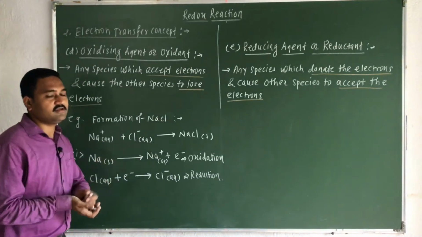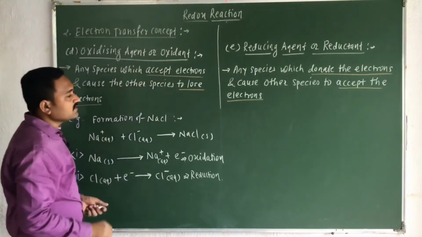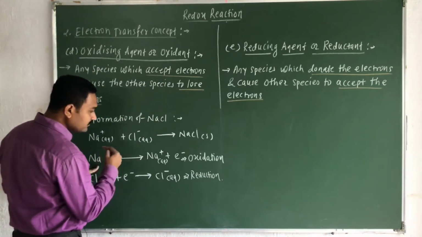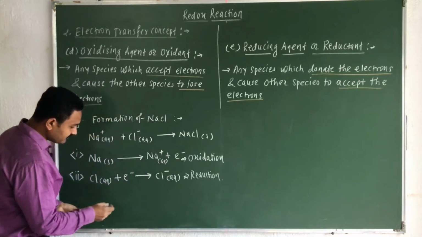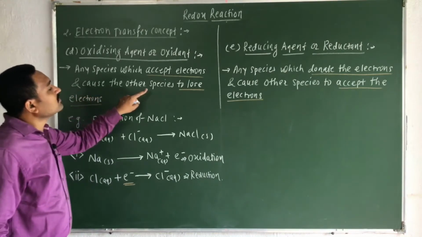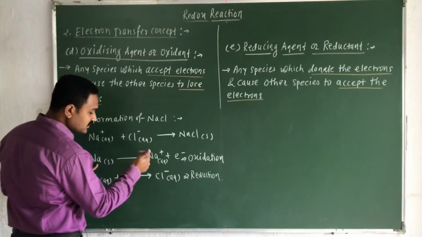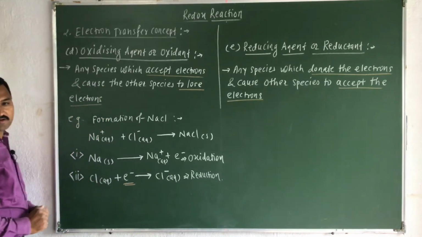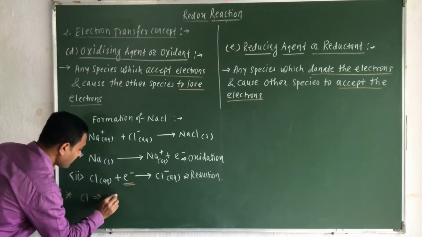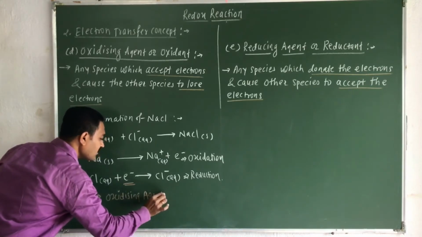Now again revise the definition. Oxidizing agent or oxidant is any species which accepts the electrons. No doubt sodium is losing its electron, but chlorine is accepting this electron and causes other species to lose the electrons. So obviously sodium loses its electron to chlorine, and chlorine accepting the electrons is nothing but your oxidizing agent, or nothing but the oxidant.